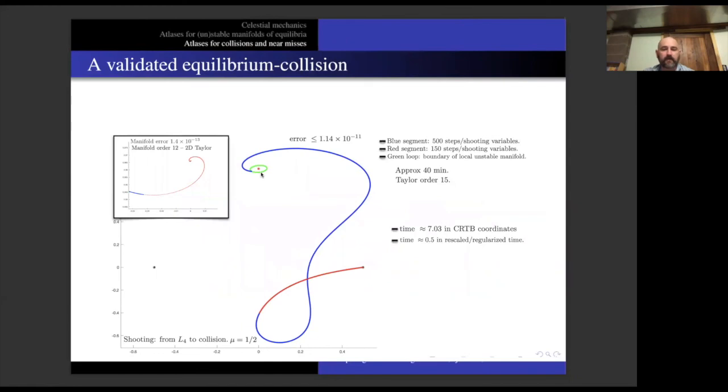And here's one. This literally came last night. Jay sent me this. So this is recent work in the sense that this is 12 hours old. Here, this is a rigorous proof of an equilibrium collision. So this is an orbit that leaves the L4 equilibrium and in finite time collides with the large primary over here. So this is now the rigorous error bound on the solution to this boundary value solver.